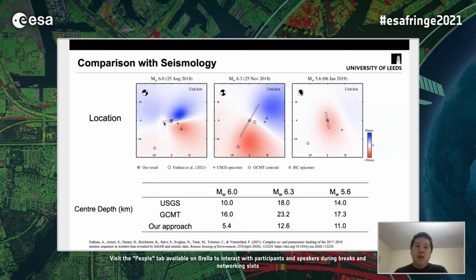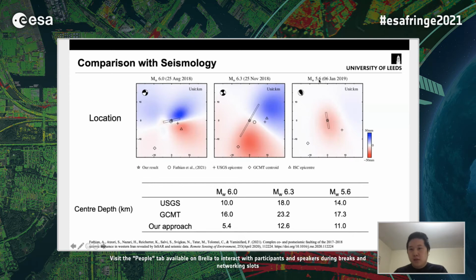The upper figure shows the location from different sources. The star, black rectangle, and background deformation pattern are the source location, its plane projection on the surface, and the modeling result from our reconstructed deformation field. The circle here shows the source location from a recent InSAR-derived solution, which agrees well with our results. And the other symbols indicate different seismological observations from different catalogs.